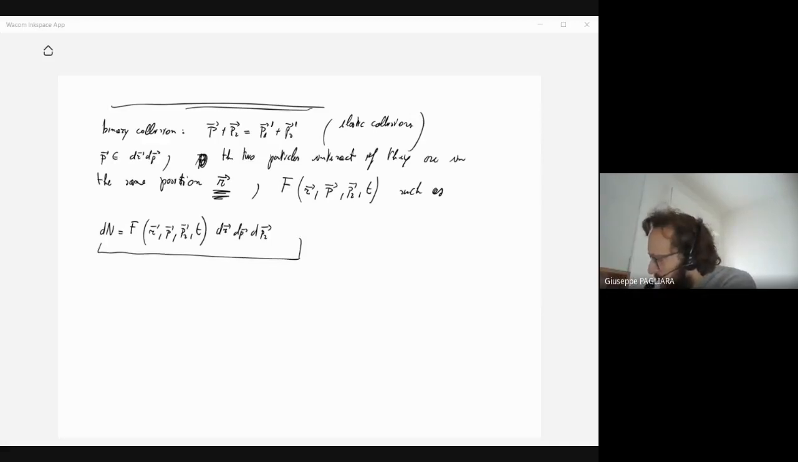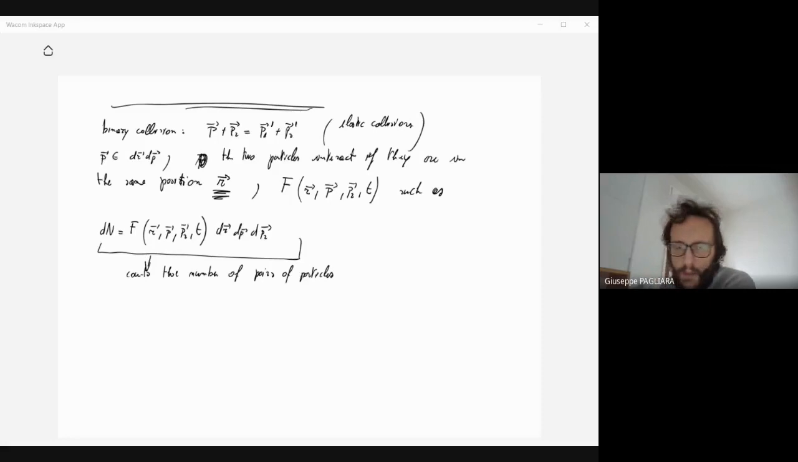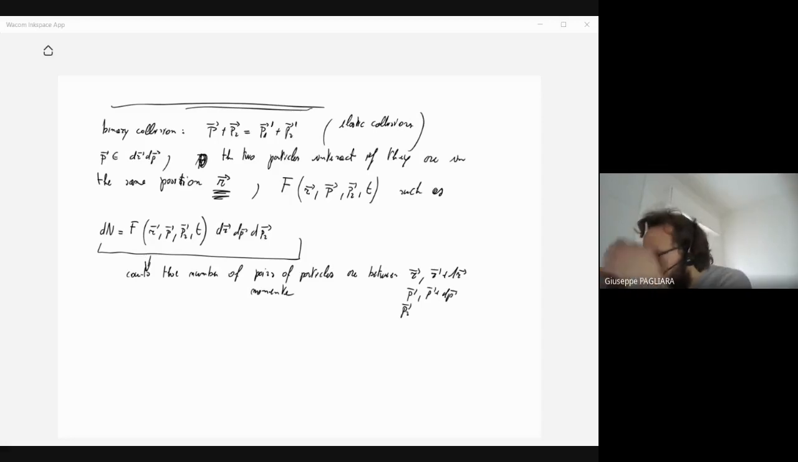Basically this function, which is a correlation function, counts the number of pairs of particles that in the position are between r and r plus dr, and have momenta between P and P plus dp, and P2 and P2 plus dp2. So it's a two-body correlation function.